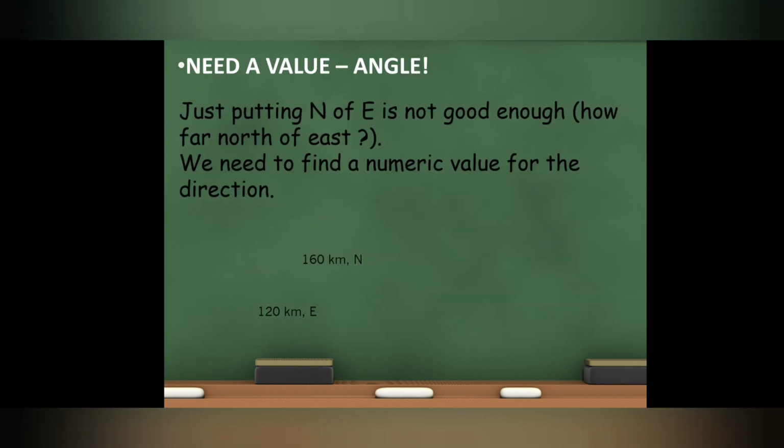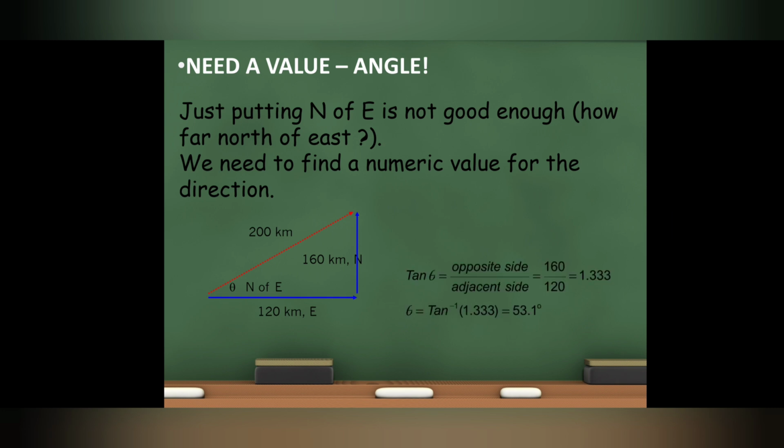So we need a value or an angle. Now just putting north of east is not good enough. So how far north of east? We need to find a numerical value for the direction, right? So similarly, same example, 120 kilometers east, 160 kilometers north. So from the tail to the head, we got 200 kilometers.